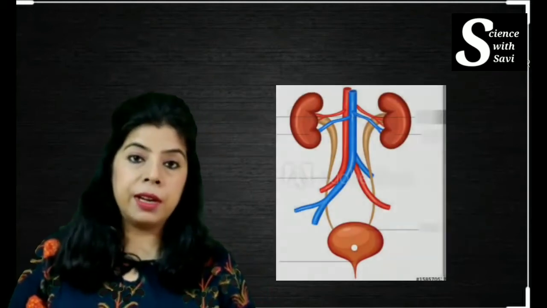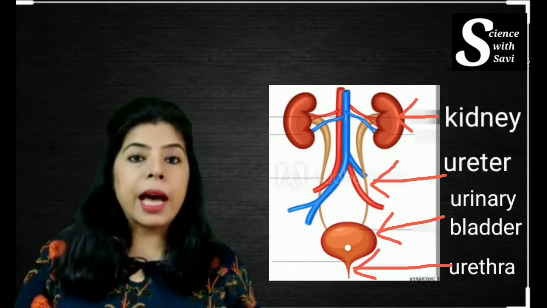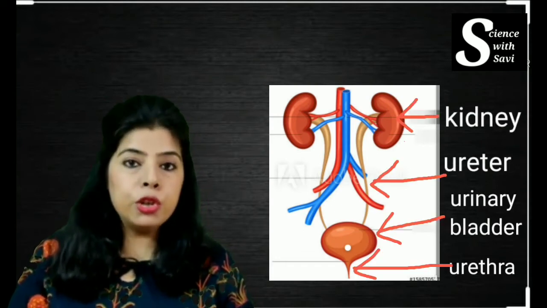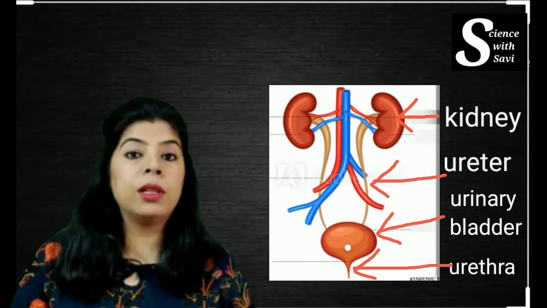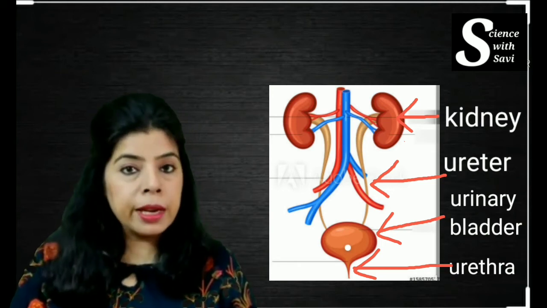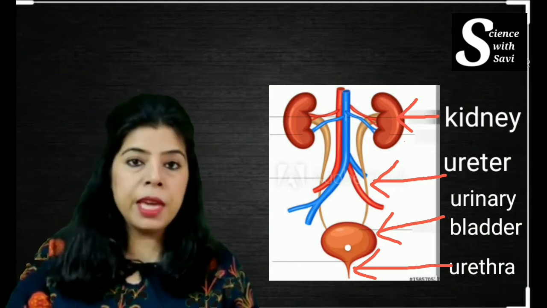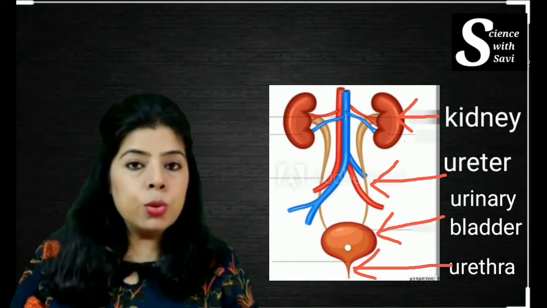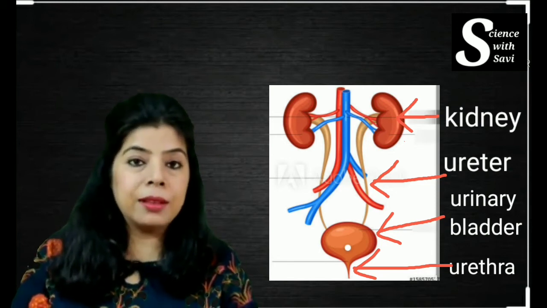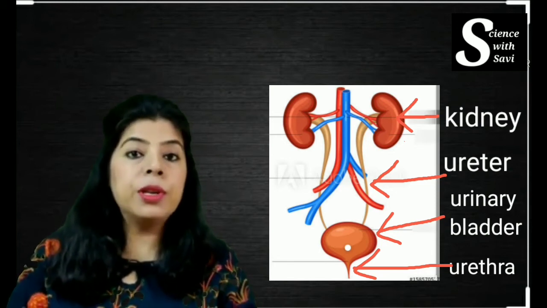You will see here in the picture that there is a pair of kidneys. There are thin tubes which come out of the kidneys. These are called the ureters. So there are two kidneys and two ureters, one tube from each kidney, and these two ureters come and enter a urinary bladder.